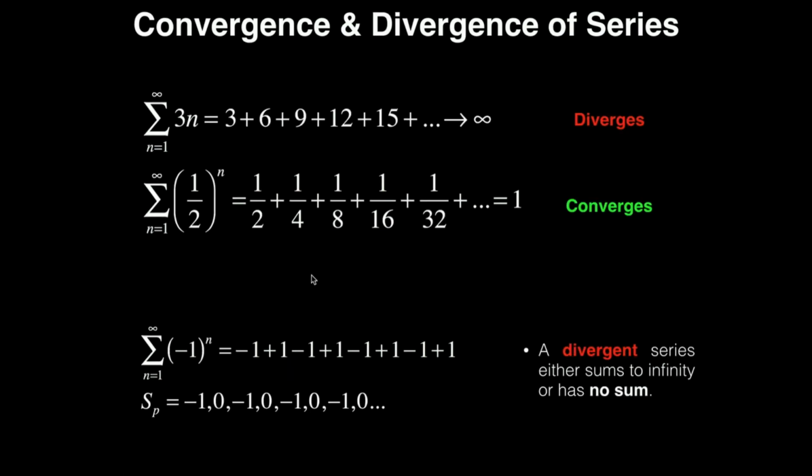Now let's talk about some of the most important properties and results of series convergence tests. And that's whether or not a series converges or diverges. All right, so let's start with this first series up here. We have a series from n equals 1 to infinity of 3n. Now let's look at the first few terms of the series. We'd have starting at n equals 1, 3 times 1 is 3, plus 3 times 2, which is 6, plus 3 times 3, which is 9, plus 12, plus 15, and so on and so forth.